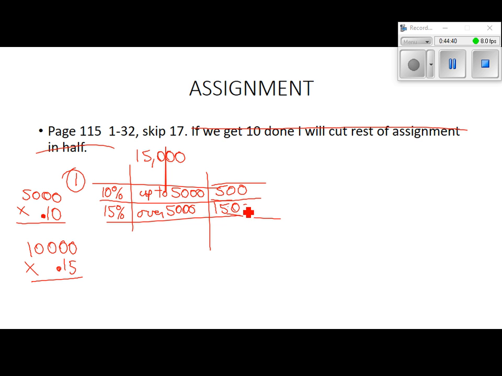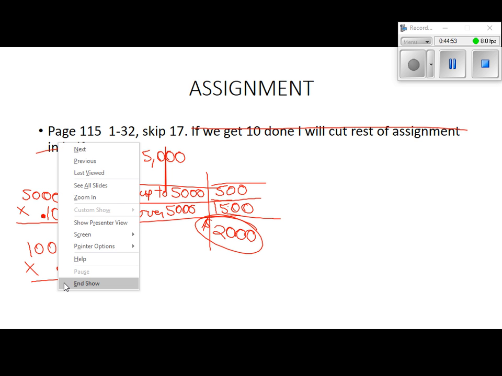1,500. Anybody else get that? What do you do with those two? Add them together. What do you get? What's the answer here then? 2,000.